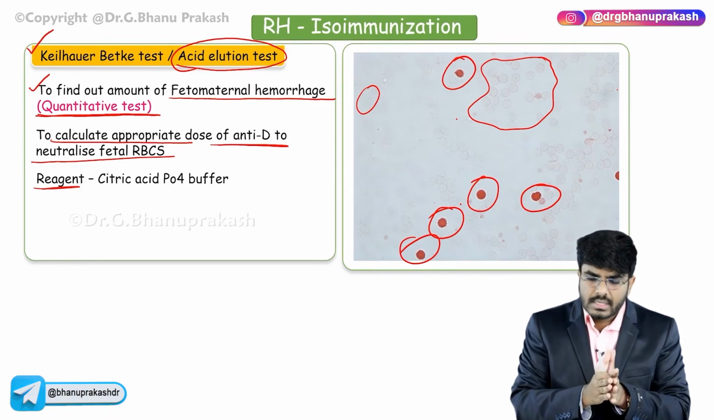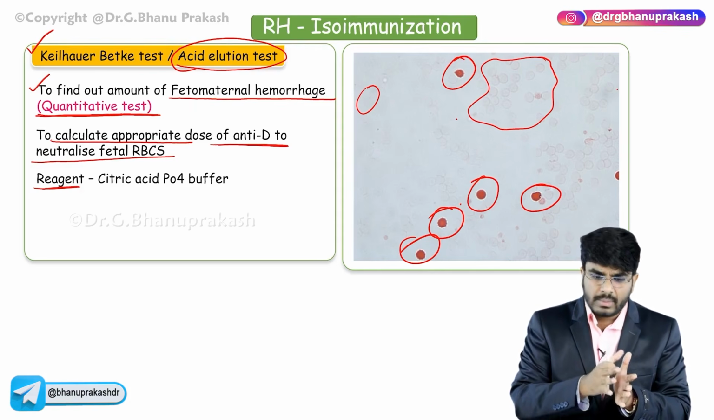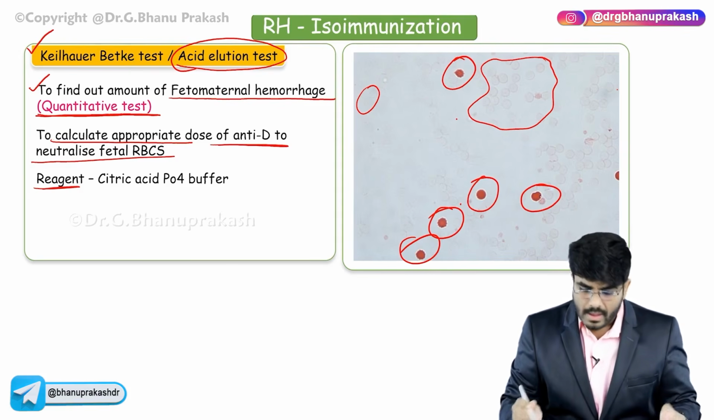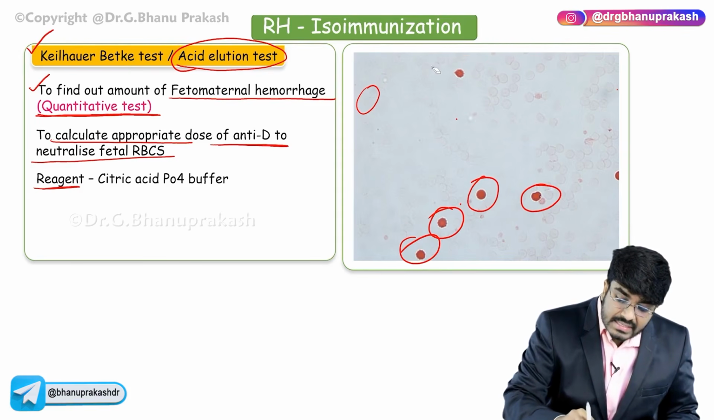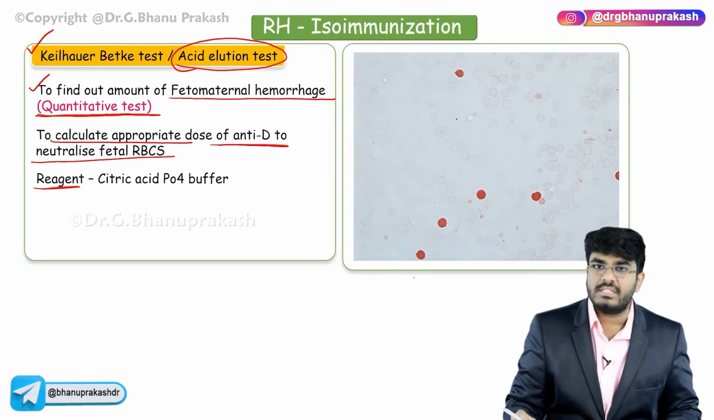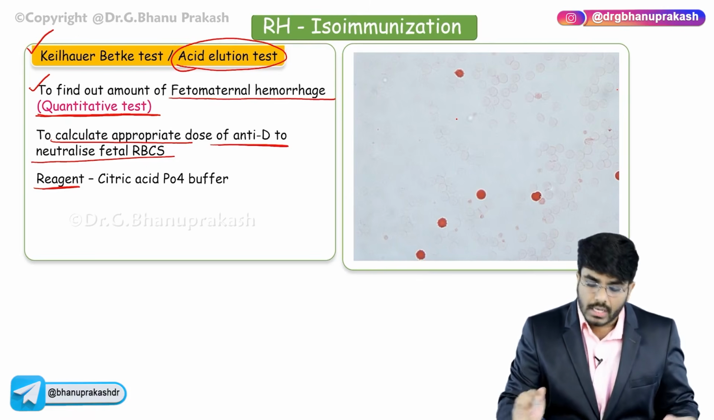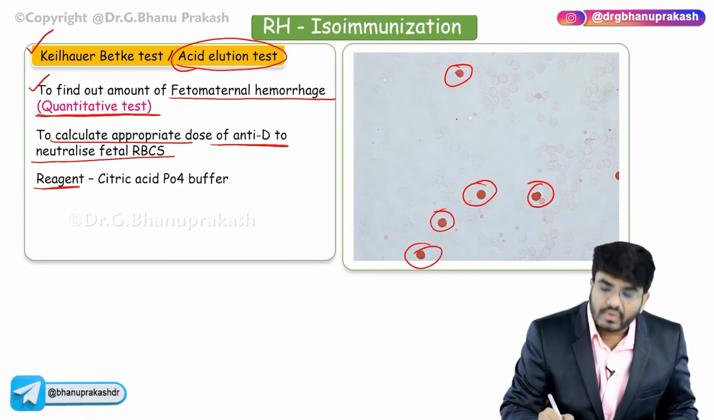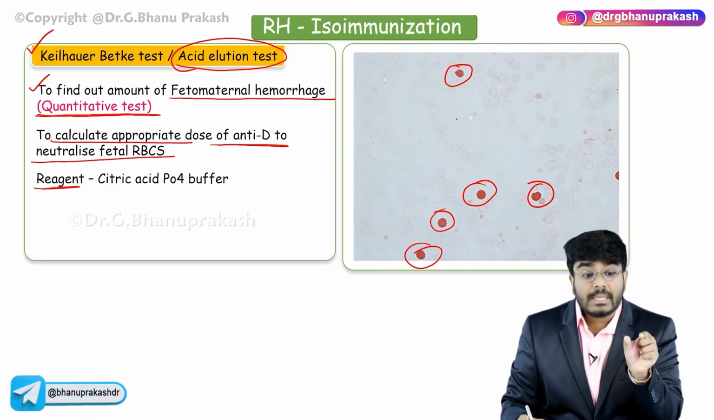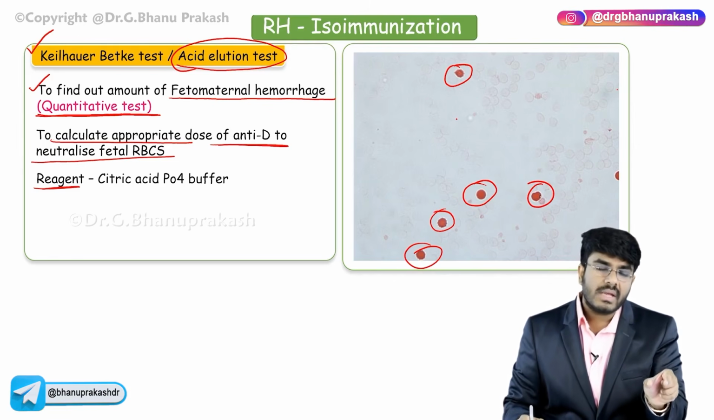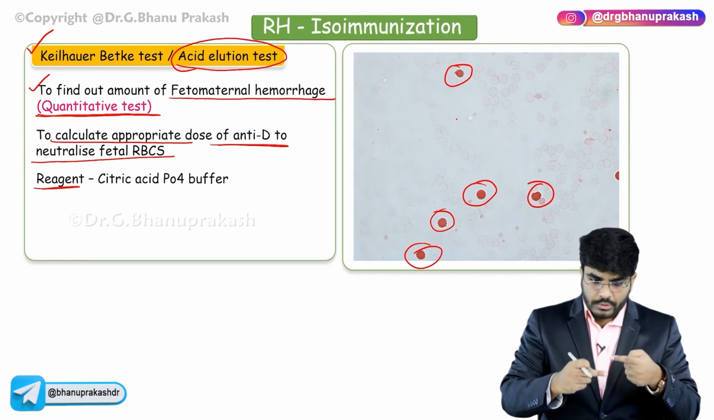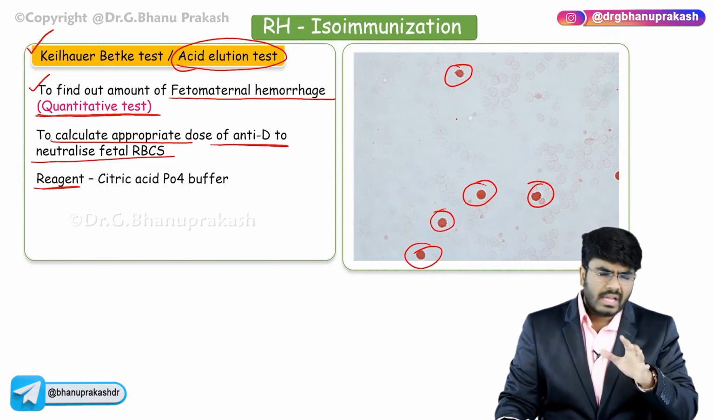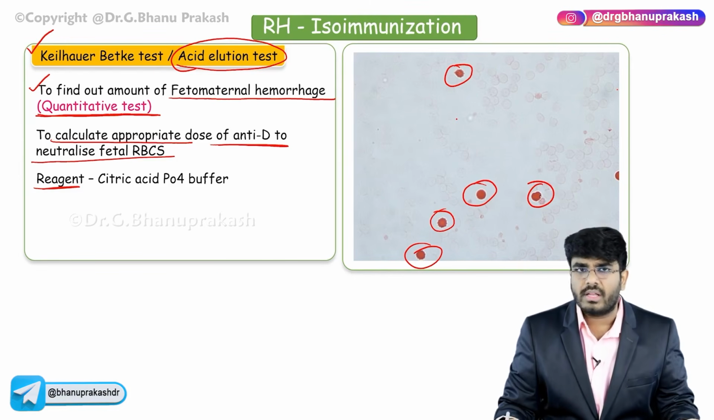Maternal RBCs are getting eluted, which means hemoglobin is getting denatured in them so that they lose their color. Fetal RBCs, as they are resistant to the acid damage, stay bright red in color. So you can count the number of fetal RBCs present in that proportion of the maternal blood, and get an estimate. There is a whole formula for this. I just don't want you to know all that formula and all the stuff.